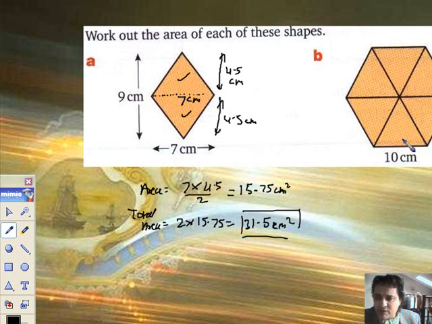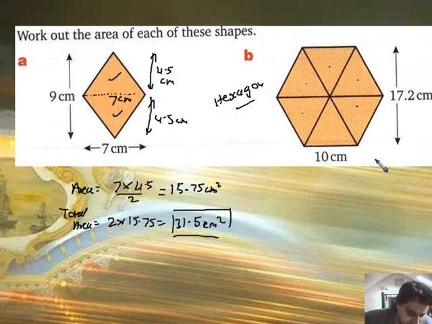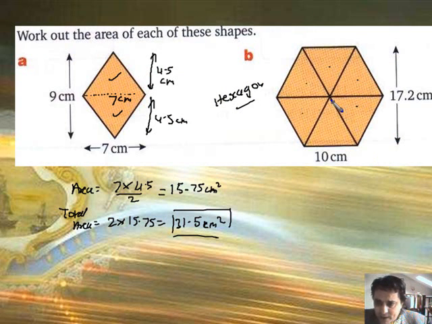This is really, really nice. Here I've got 6 of the same. Alright, I've got a regular hexagon, so let's write the word hexagon there. Doesn't say that in the question, but that's what it is. Now 17.2, half of that to get the height. 17.2 divided by 2, the height of this little triangle here, I'm going to dot it in. That height right there is going to be 8.6.